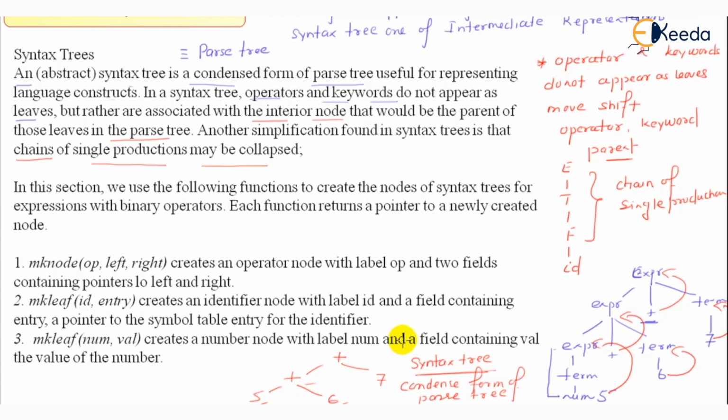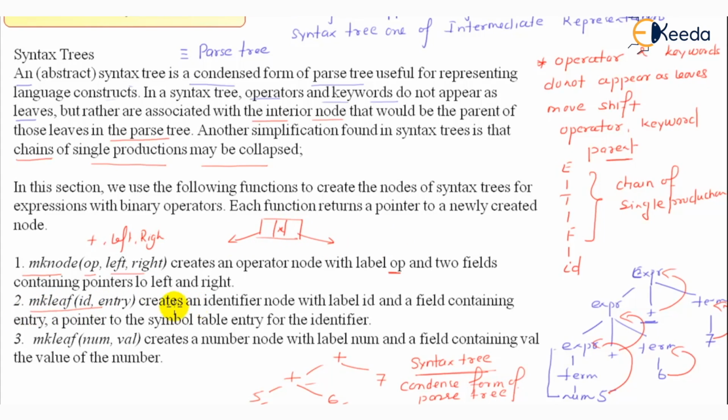So that is your syntax tree, and in this there are three functions that we are going to use. First, make node, with an operator, left and right: create an operator node with label op and two fields containing a pointer to the left and a pointer to the right. If I say make node plus left and right, it will have a plus operator and then an address to the left and an address to the right.